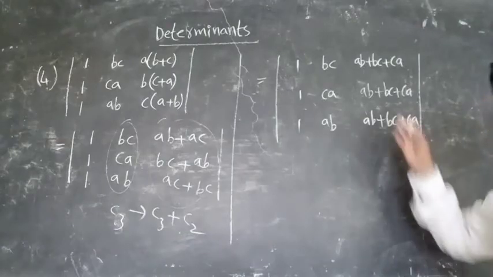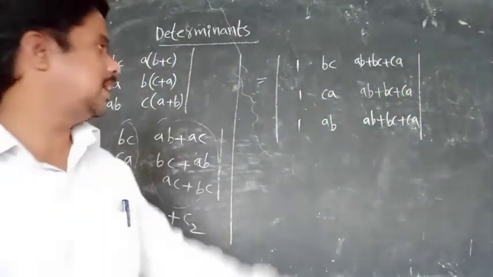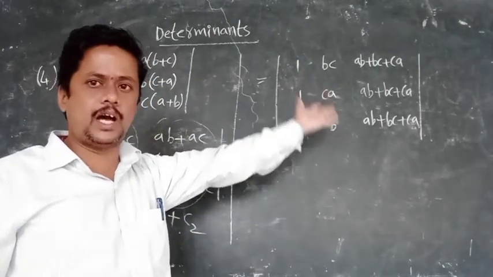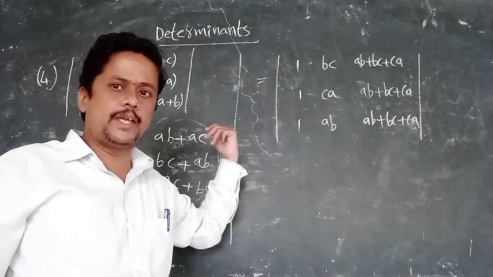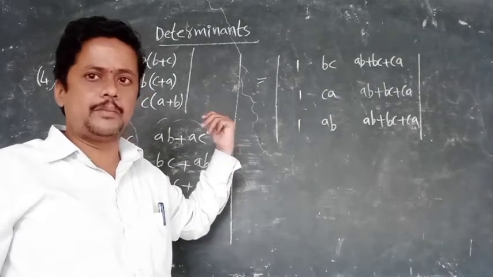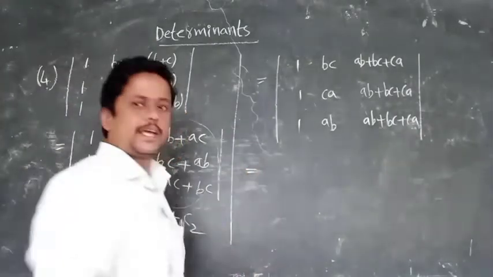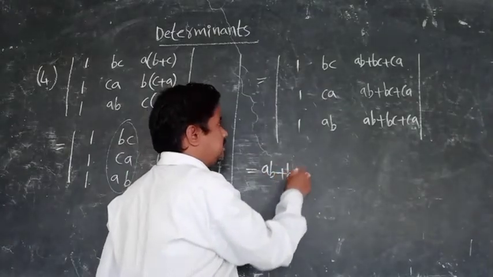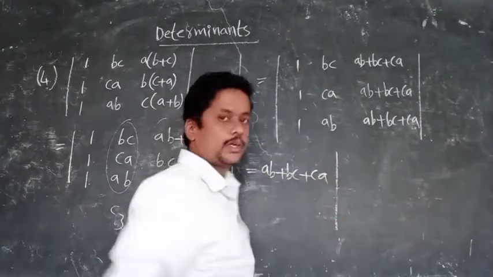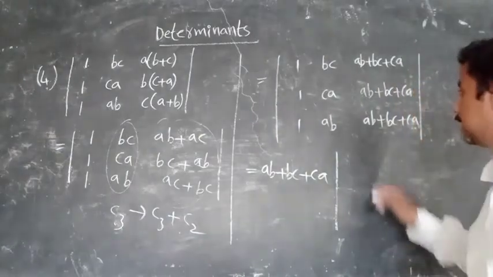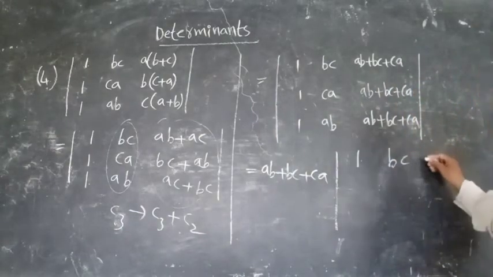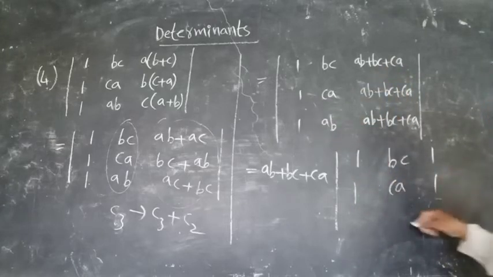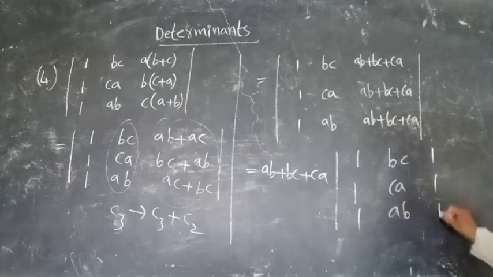So if you observe the last column, column 3, all values are the same. So we can make the common thing from the column. The property is there now. So therefore AB plus BC plus CA into, okay, determinant will be 1 BC 1, common 1, CA 1, AB 1, like that.